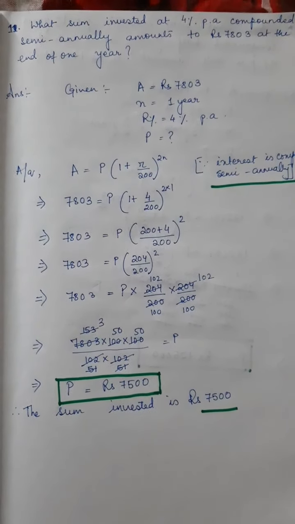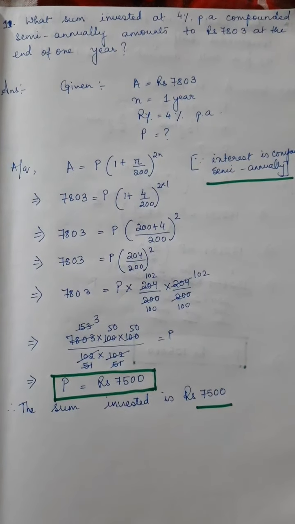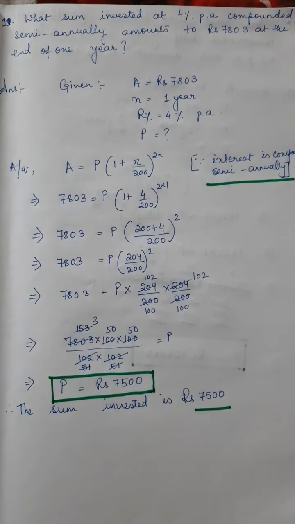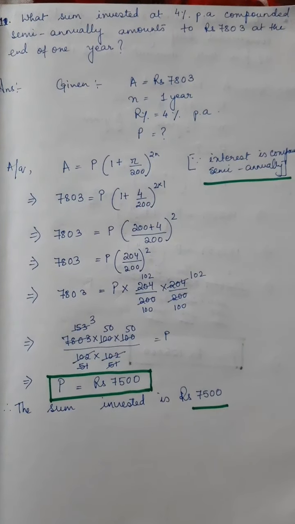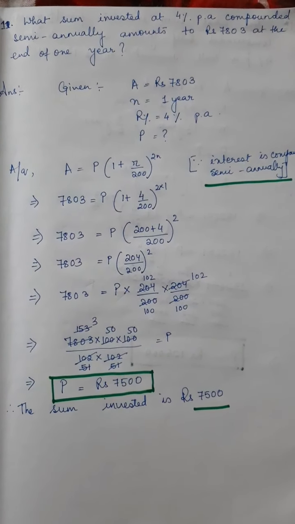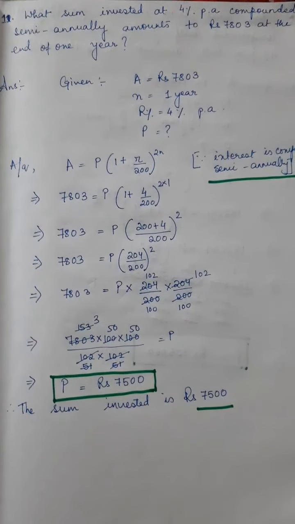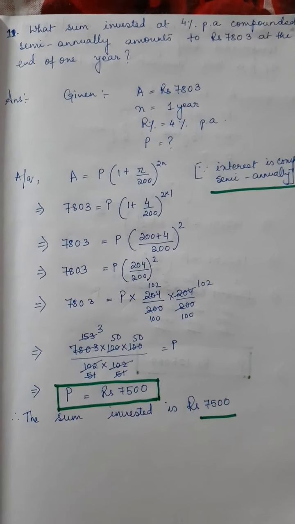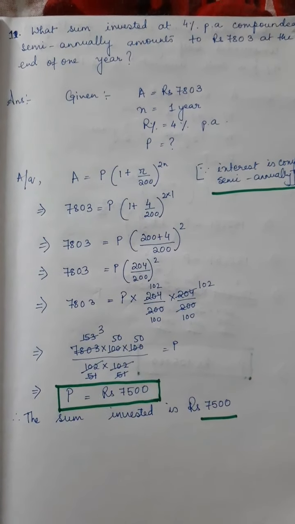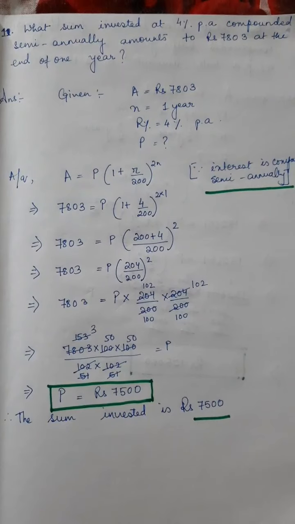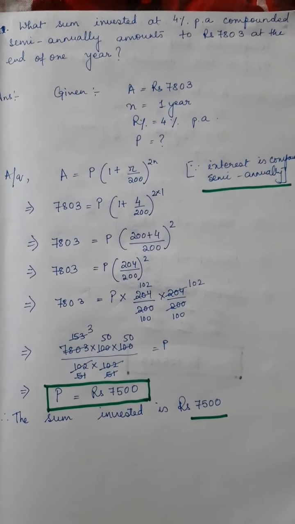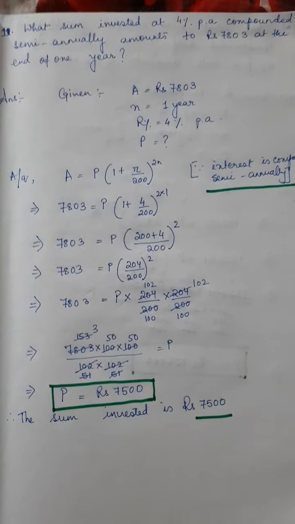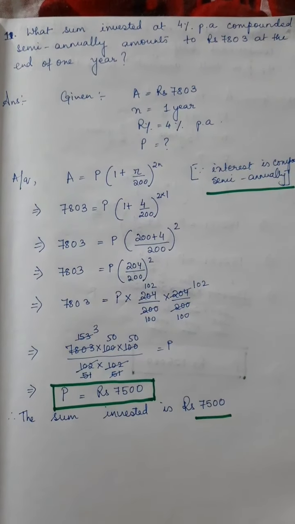Okay, students, we start with question number 11 of ML Agarwal. What sum invested at 4% per annum compounded semi-annually amounts to rupees 7803 at the end of 1 year? Now, till now, we have used the formula of amount to find out amount when principal, rate and time is given. Now, in this question, it has asked for what sum invested. That means they are asking for the principal.